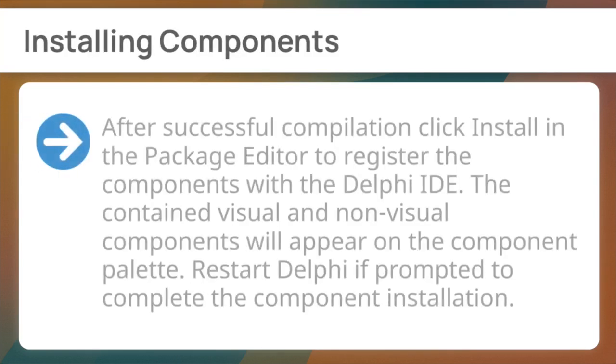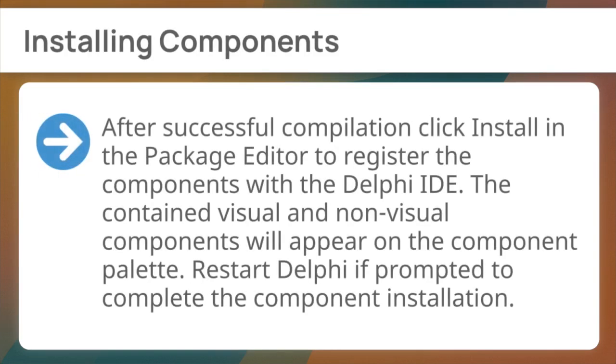Finally, installing components. After successful compilation, click Install in the package editor to register the components with the Delphi IDE. The contained visual and non-visual components will appear on the component palette. Restart Delphi if prompted to complete the component installation.